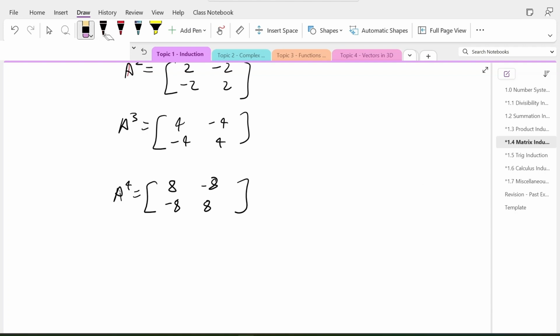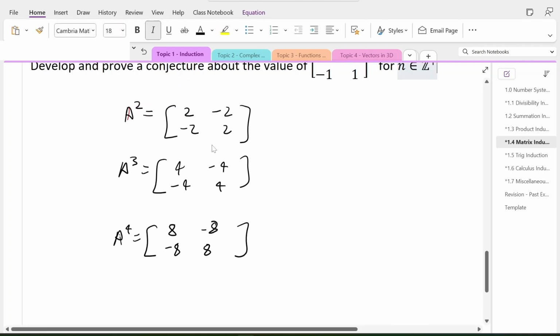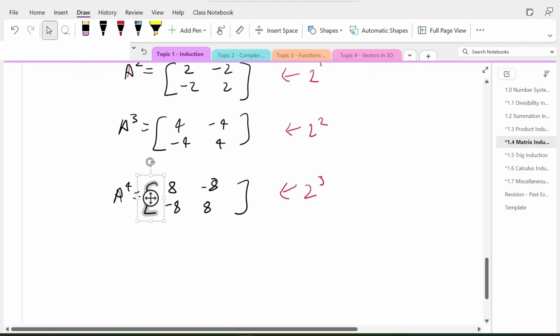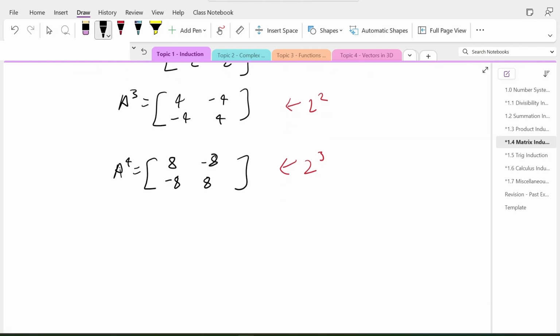How did I know that? I know that because these are all powers of 2. So really importantly, these ones here: all these numbers are 2 to the 1, all these numbers are 2 squared, all these numbers are 2 cubed. You'll notice that the power of 2 is 1 less than whatever the matrix power is. So we can actually make a conjecture. Conjecture: A to the n is always 2 to the n minus 1.